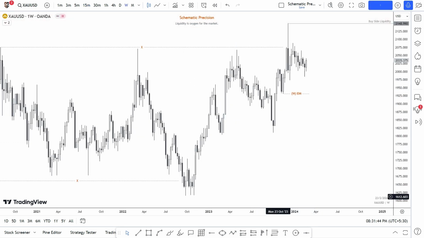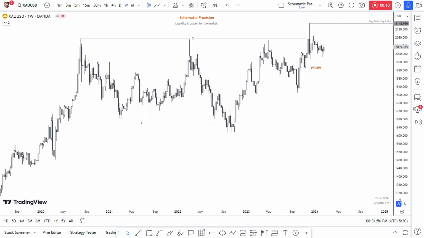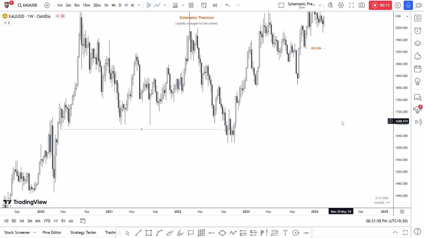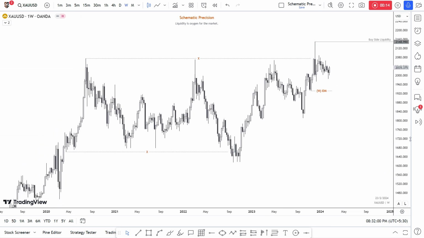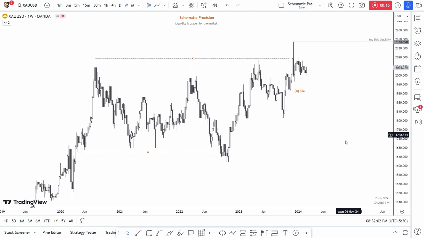Let's jump onto XAUUSD gold, one of the most traded pairs. And I have been focusing more on gold this year, especially because this is the year of elections all around the globe, and it will affect gold massively.